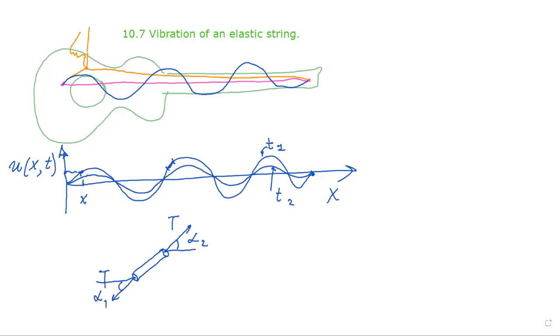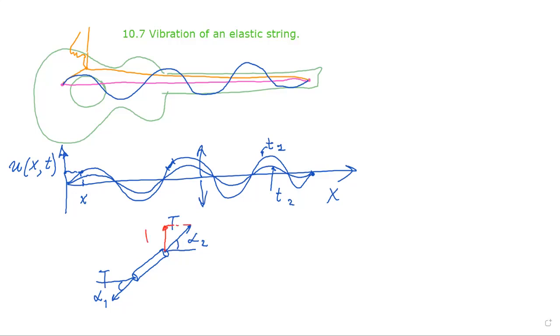Well, the string does not move horizontally. It does not move along the x-axis. It actually moves perpendicular to the x-axis, right? The motion goes like this, up and down. Up and down means that we have only a vertical component of the force on this picture. So I'm going to do a projection of the tension force on a vertical axis. Let me choose a different color, and that's going to be the projection of the tension force.